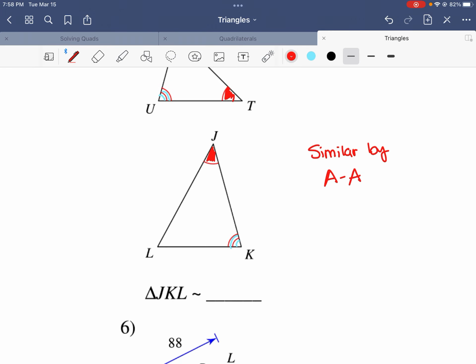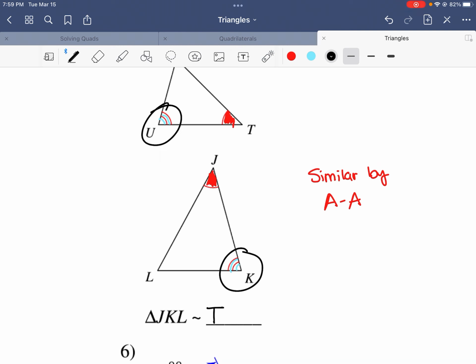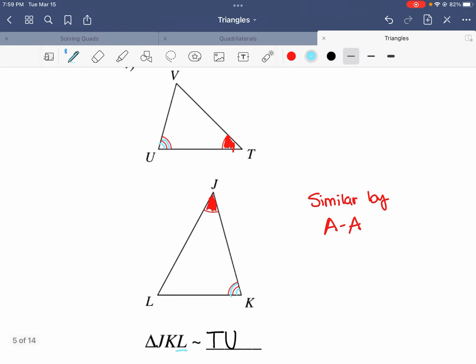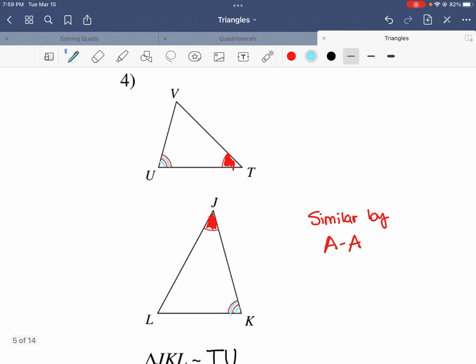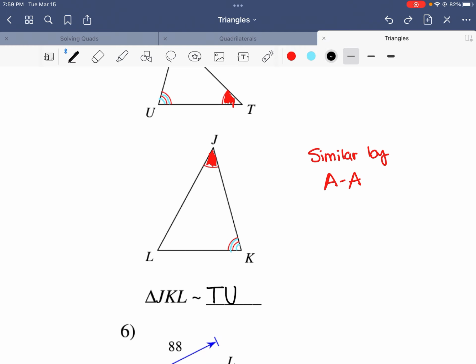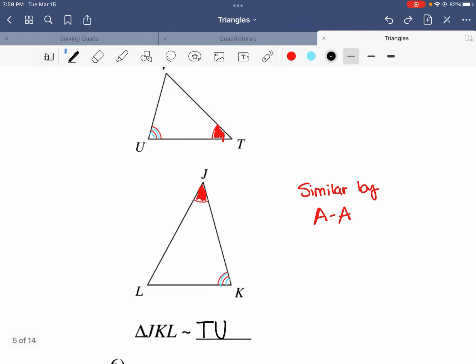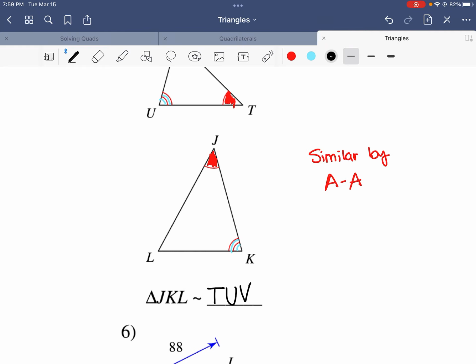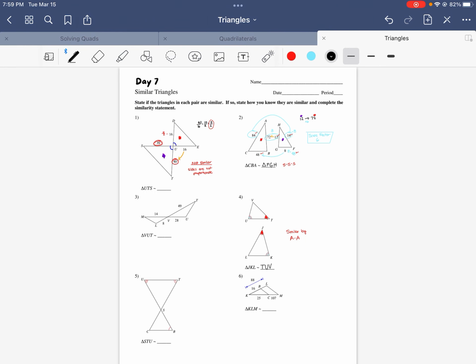So let's see. Angle J is congruent to angle T. So that means we have to start off with T. Our next one is K. Well, right here we have that K is congruent to U, thanks to our little angle drawings. So I'm going to put U next. And our last one is L. Well, the only one that's left over and the side that we were not given is V. So then L is corresponding to angle V. And we are done. So go ahead and give the rest a try and I'll see you for the next video.